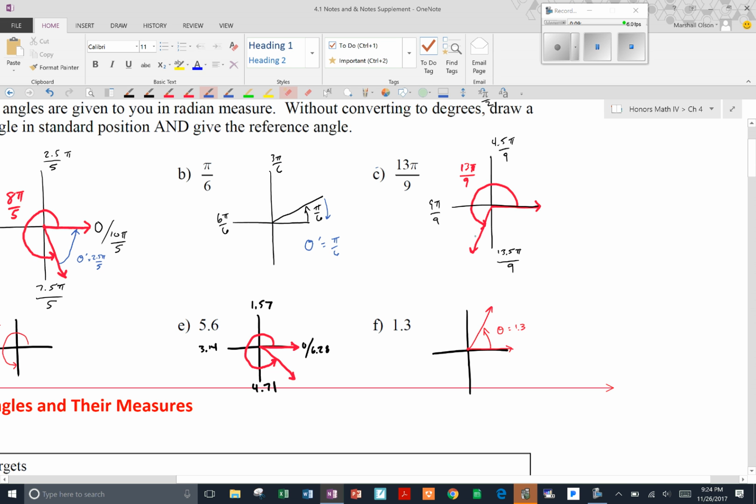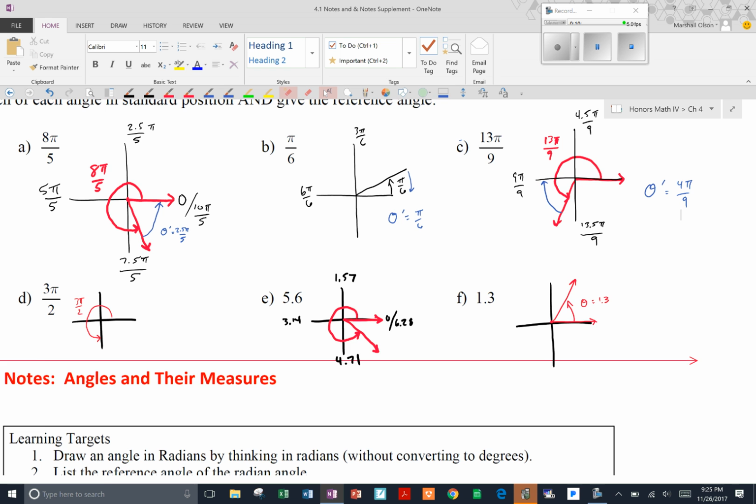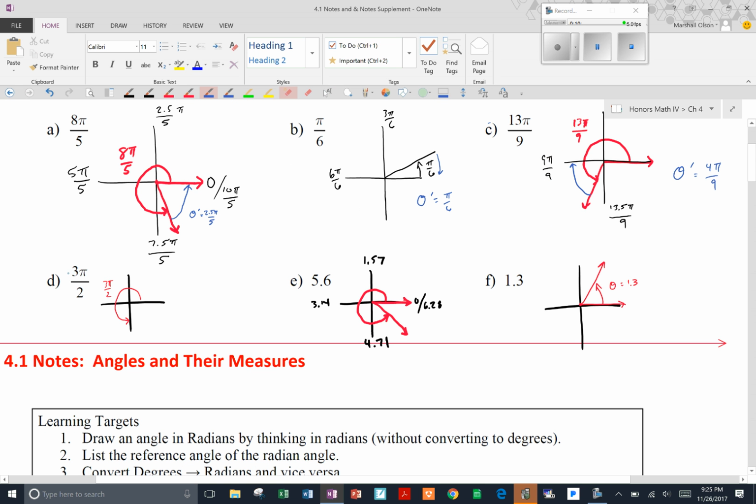All right. In example C here, that value right there, the difference between 9 pi over 9 and this 13 pi over 9, that's 4 pi over 9. We don't have a reference angle in D because it's a quadrantal angle.